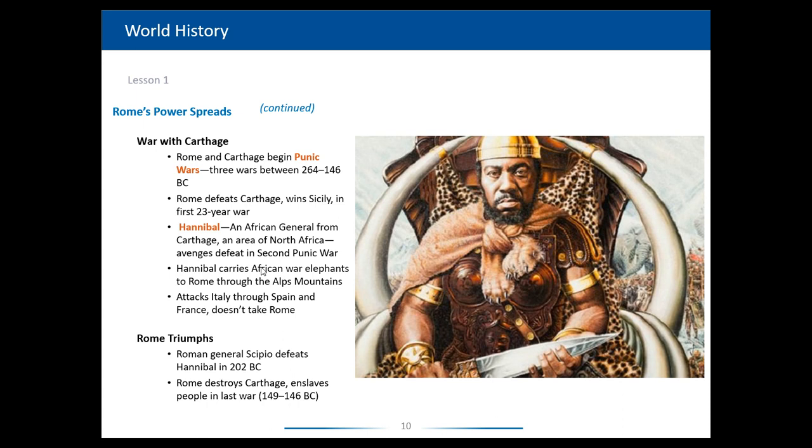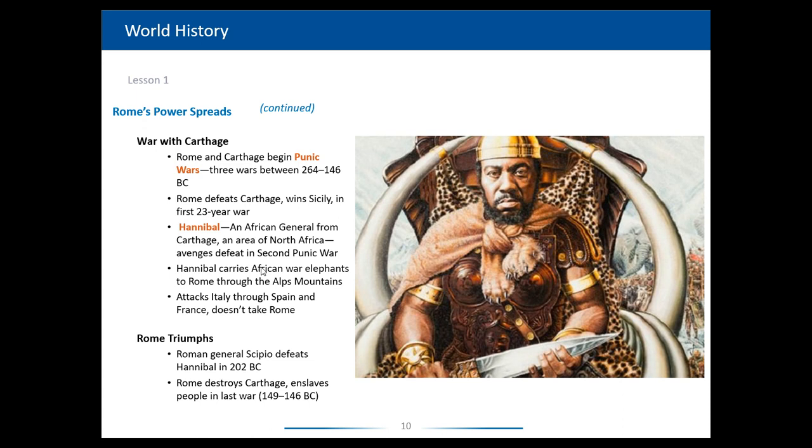So Rome defeats Carthage and wins Sicily. That means that North Africa controlled Sicily. Sicily was a part of North Africa's territory, and the area of Carthage, which is in North Africa, actually controlled and owned Sicily. So Rome defeats Carthage and wins Sicily in the first 23 years of the war.